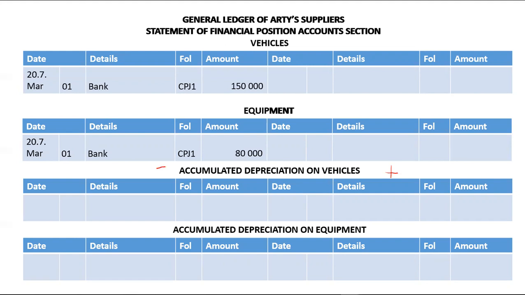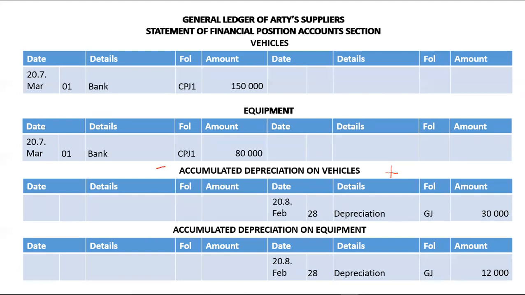It will increase on the credit side by the current year depreciation. That is why under accumulated depreciation on vehicles, we will simply have depreciation on those vehicles for the current year, and that will simply give us the total depreciation of 30,000. And accumulated depreciation on equipment will increase again on the credit side by the depreciation on equipment for the current year, and the accumulated depreciation on equipment will simply be 12,000 rand.